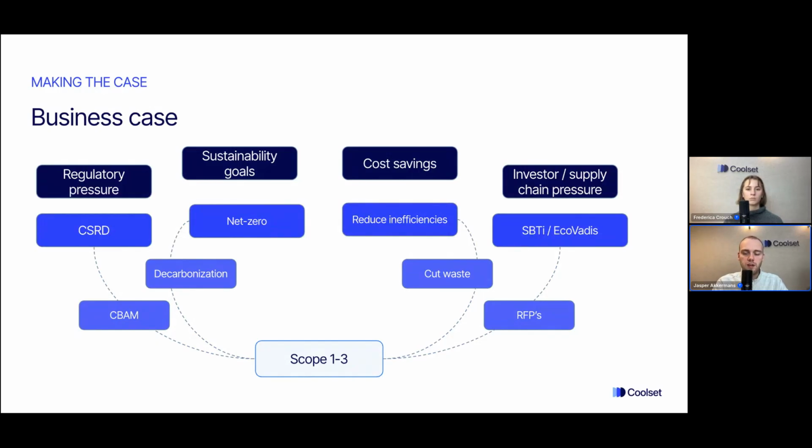You have cost savings, which are linked to reducing inefficiencies. It's surprising how many conversations I've had with customers that have started this boardroom level conversation about calculating scope 3, and in that process realize, oh, actually, if we just switch to a new vendor, we're not only reducing our output, but we're also being more sustainable. Then another point is investor and supply chain pressure, which essentially links to the fact that SBTi and EcoVadis are good starting points for that. And then RFPs are some things that you could use there.